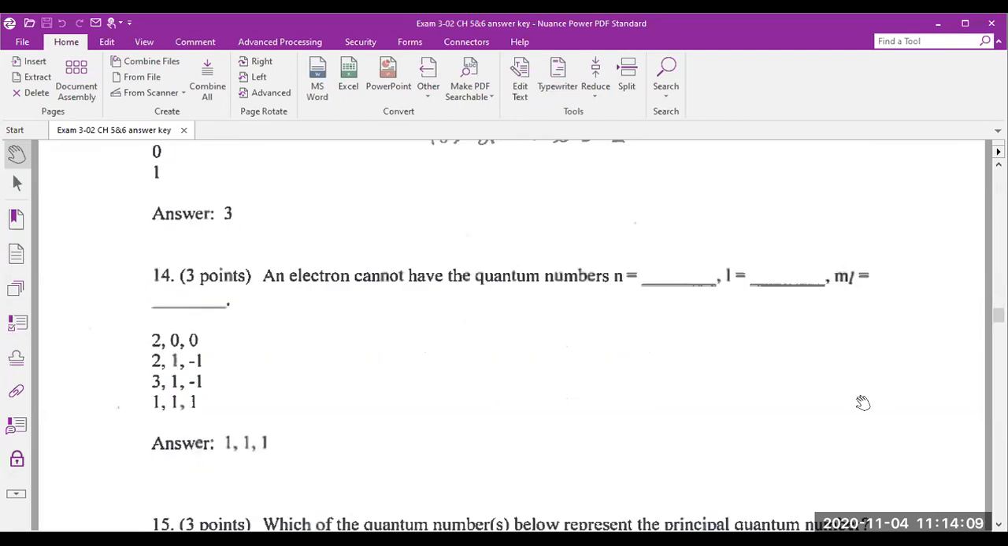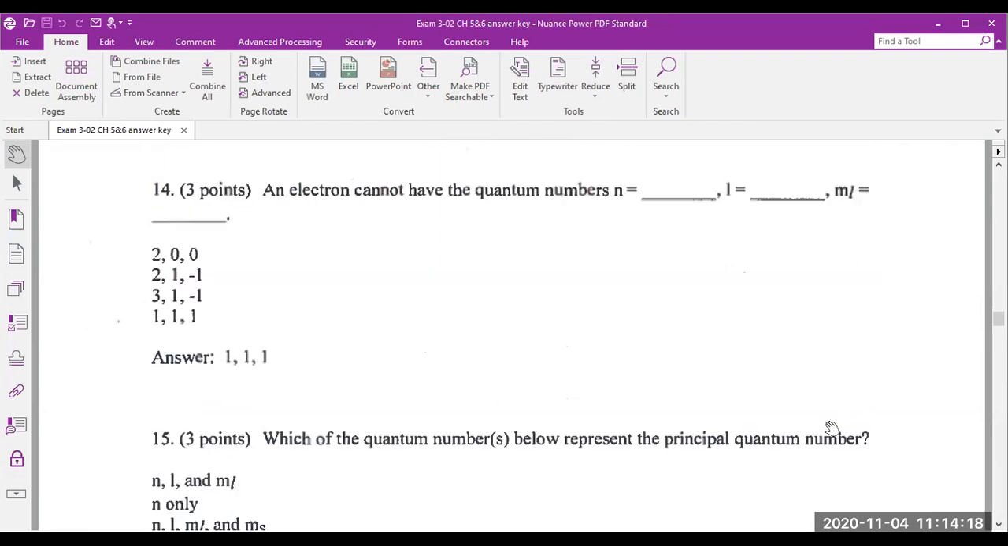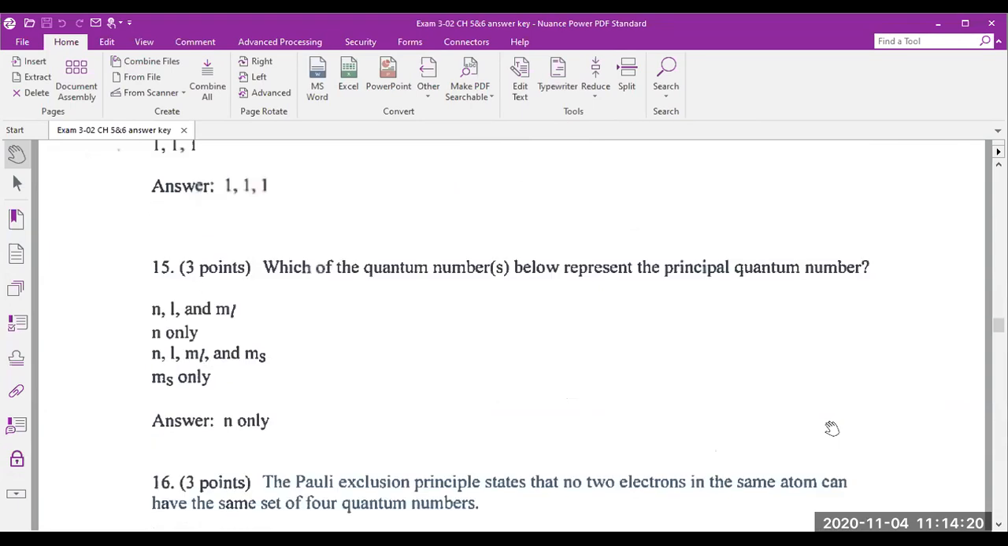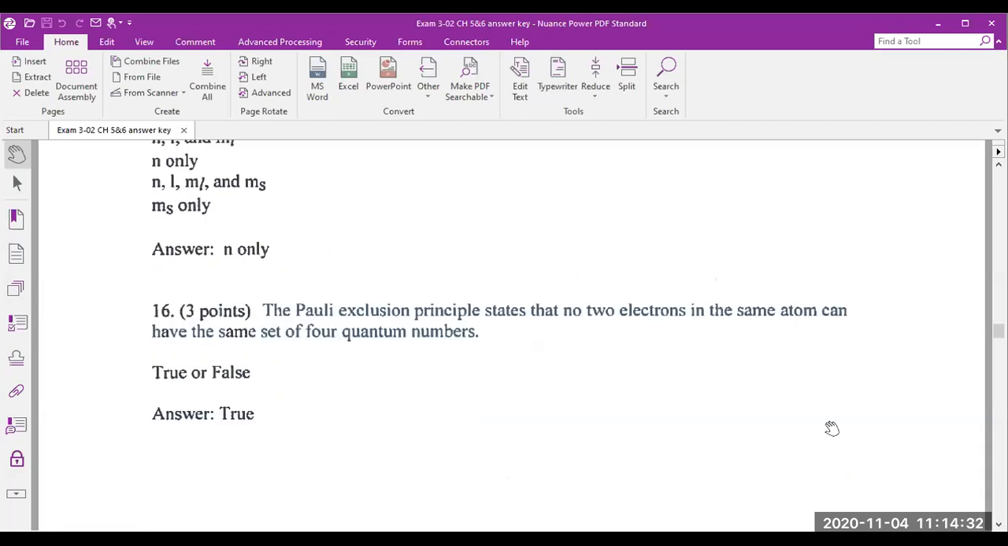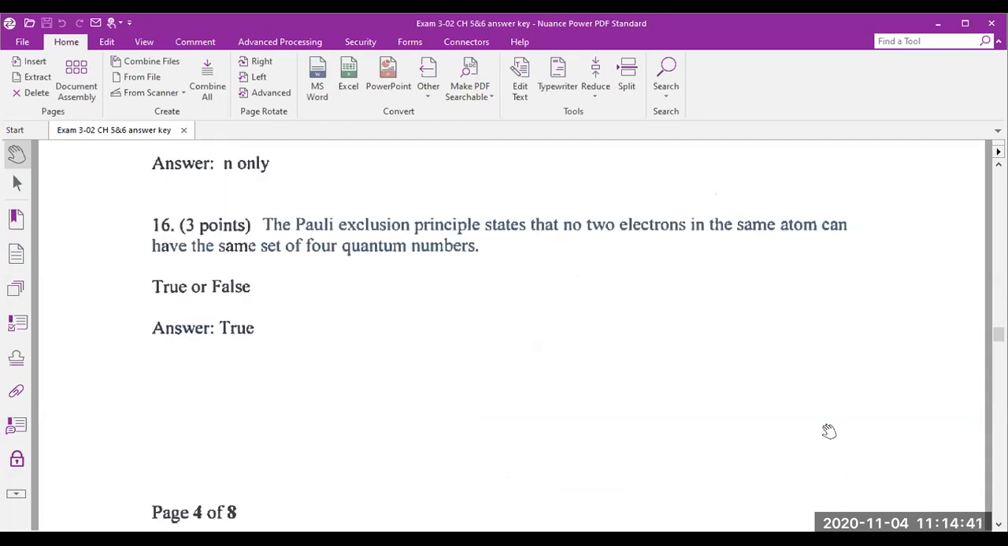Number 14, an electron cannot have the quantum numbers, and the answer is 1, 1, 1 for the n, L, and m sub L quantum numbers. 15, which of the quantum numbers below represent the principal quantum number? The principal quantum number is n. 16, the Pauli exclusion principle states that no two electrons in the same atom can have the same set of 4 quantum numbers. That's true.